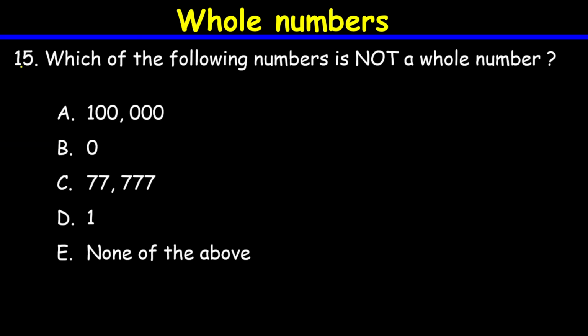Question number 15. Which of the following numbers is not a whole number? 100,000 is a whole number. 0 is a whole number. 77,777 is a whole number. 1 is a whole number. Choice E says none of the above, which is correct because all of the numbers in choices A, B, C, D are whole numbers. Therefore, the correct answer to this question is choice E.